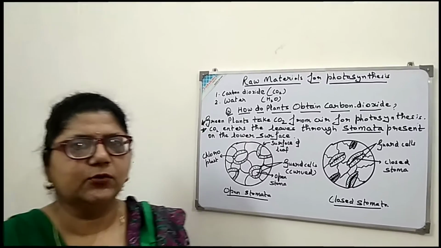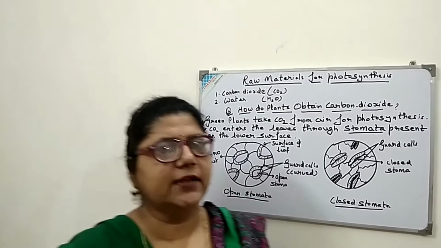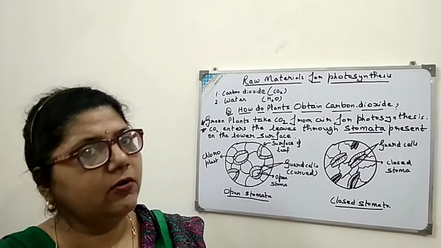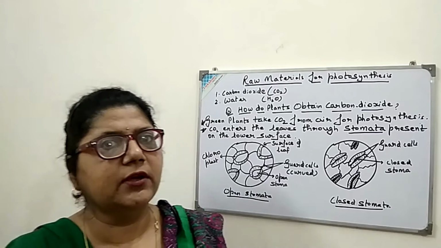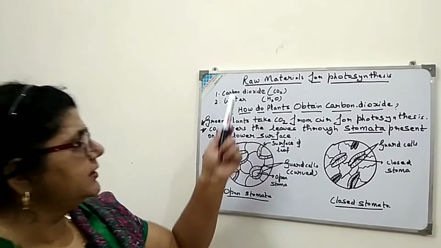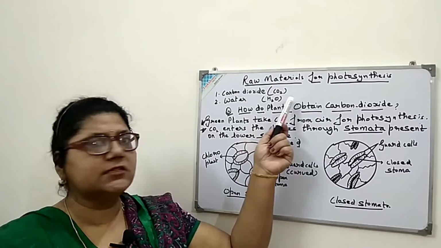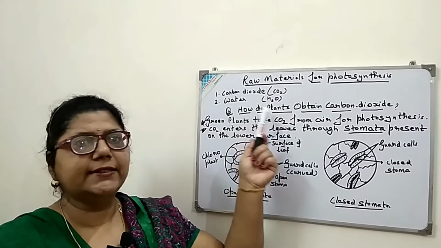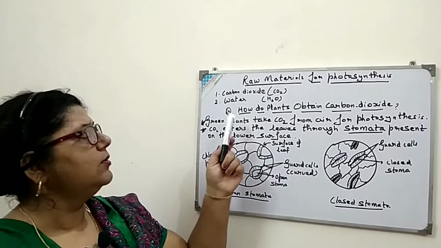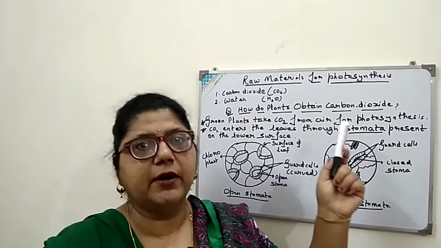Hello students, today we are going to continue the topic photosynthesis. I will tell you the raw materials required for photosynthesis, or from where the plants get the raw material. Now we will see the raw materials required for photosynthesis are carbon dioxide, that is CO2, and water, that is H2O. Now the question arises, from where does the plant obtain carbon dioxide?